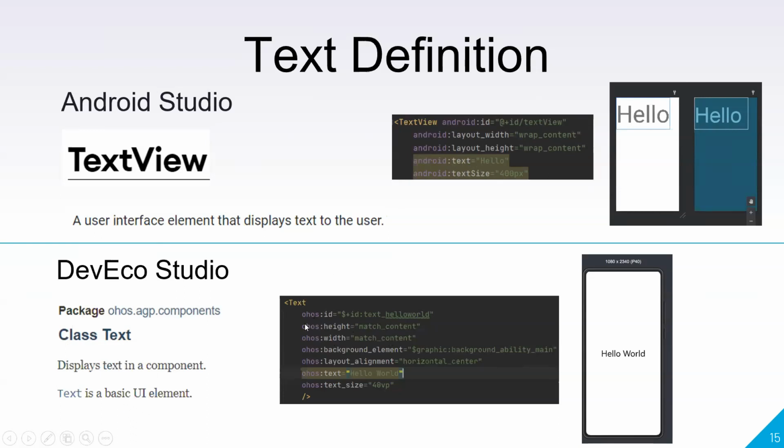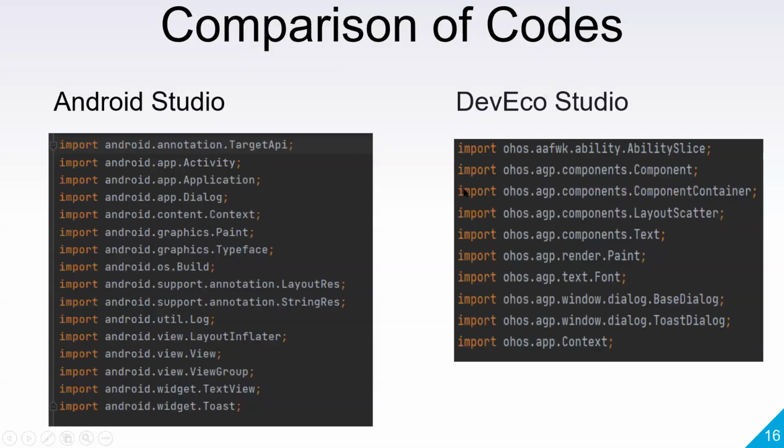Here you can see that in this OHOS has been used, and here Android, and here you can see the snippet of code running. Now I'll show you the comparison on how I developed this library by comparing with the Android Studio code. Here you can see the Android.app activity has been changed to ability slice, and the view has been changed to component, and then view group has been changed to component container. Now text view has been changed to text as we have seen earlier.